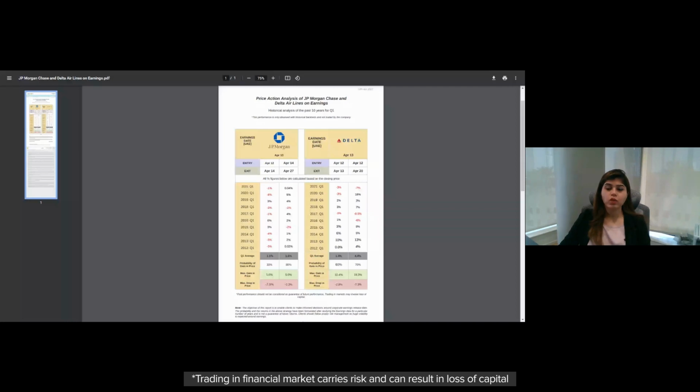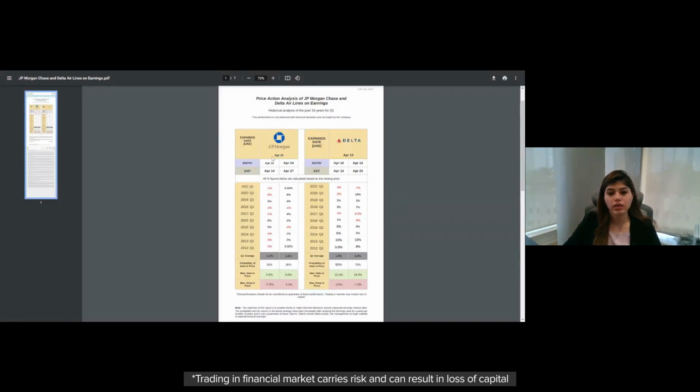All right, so let's get started. We have two companies over here, JP Morgan and Delta. Let's first stick to JP Morgan. Like I said, we'll be analyzing the historical movement of a stock price around its earnings date. JP Morgan already reported on April 13th.